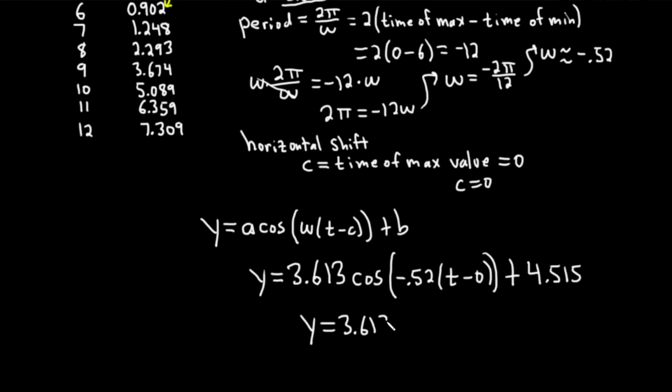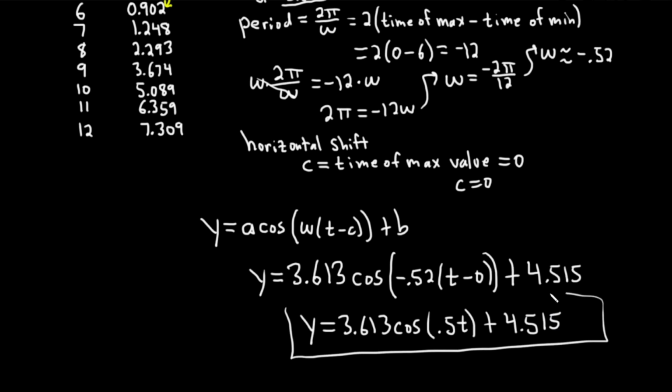3.613 cosine of, and then this negative is going to go away. We're just going to get 0.52t because cosine's an even function, so it doesn't matter. You could leave it if you want, but it won't affect anything. And 4.515. And that would be our model that models this data.